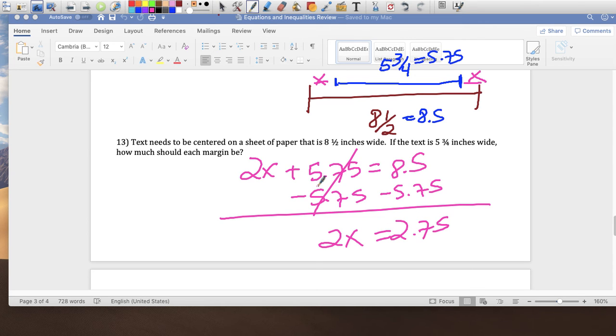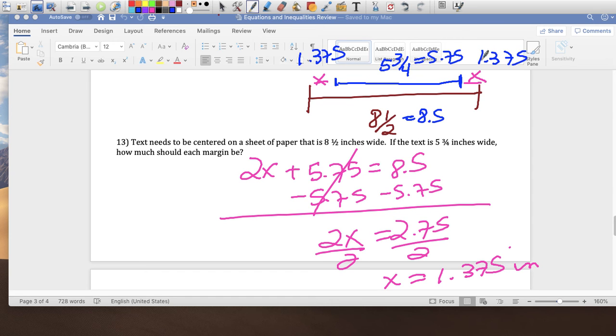Divide both sides by 2, and x equals 1.375. What is this, inches. So this little space that we don't use when we're writing the paragraph is 1.375, and this is going to be 1.375. All right, that's how much spacing there will be on both sides.